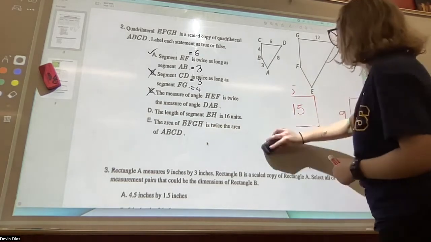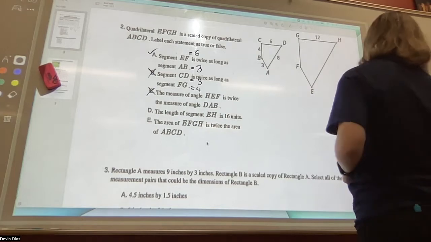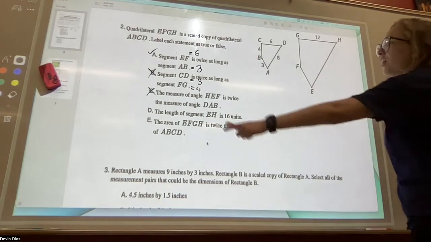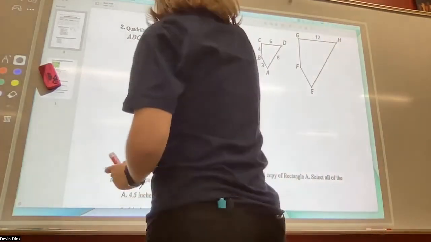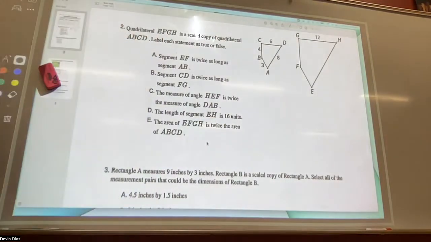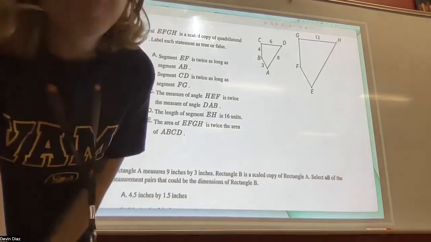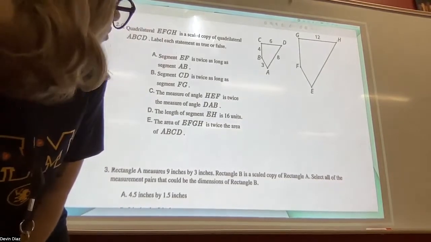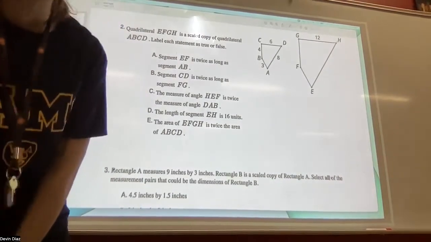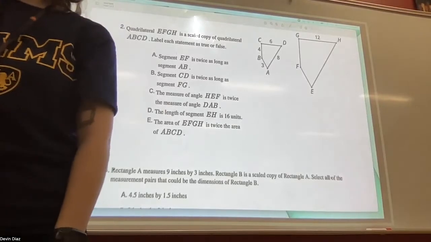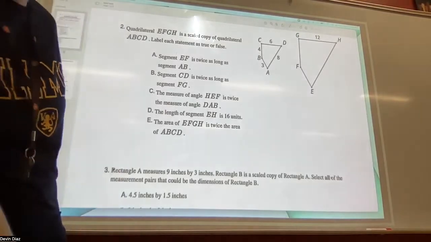So the area does not double when my scale factor doubles, because area is length times width. So side times side, and what we do to one side, we do to the other. Okay. How do we feel about that one? Do we feel a little bit better about that one, knowing that our angles stay the same, knowing our stuff?